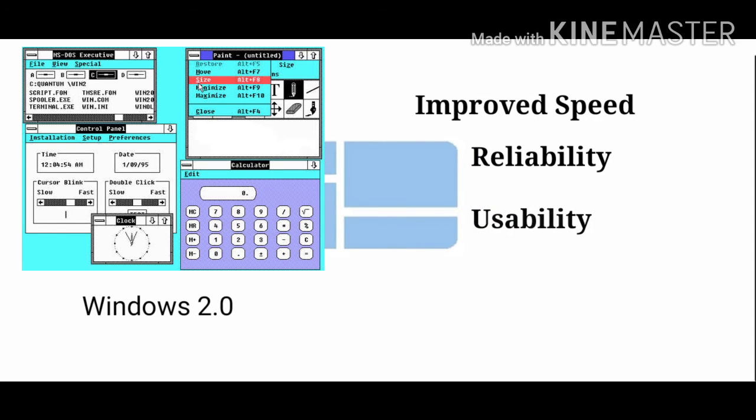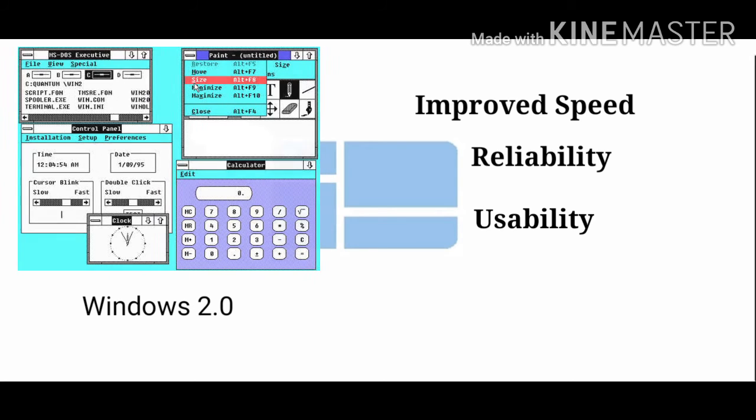With improved speed, reliability, and usability, computers now started becoming a part of daily life for some workers. Desktop icons and the use of keyboard shortcuts helped to speed up the work.